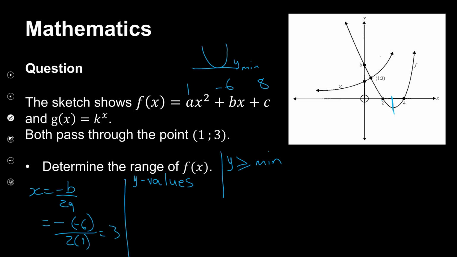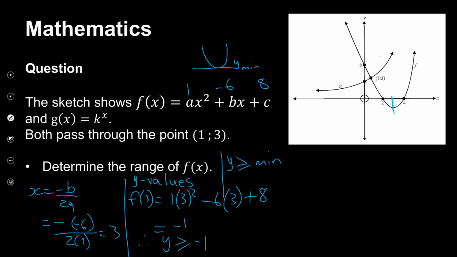And now I need the y minimum value, so I must substitute the 3. So this will be f of 3, which equals 1 into 3 squared minus 6 into 3 plus 8. Just remember the values of a, b, and c. And this 3 squared will be 9, minus 18, because 6 times 3 is 18, that will give me minus 9, then plus the 8 will give me minus 1. So my range will be y is greater or equal to minus 1.